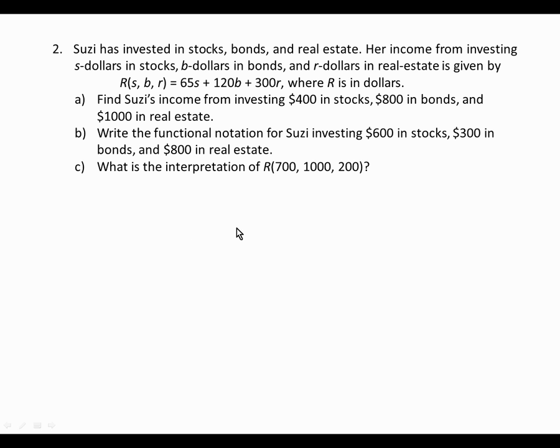Part A says, find Susie's income from investing $400 in stocks, $800 in bonds, and $1,000 in real estate. Part B, write the functional notation for Susie investing $600 in stocks, $300 in bonds, $800 in real estate. So for part B, you just want the notation. You don't want to do the arithmetic. And part C is, what is the interpretation of R of 700, 1,000, 200? What does it mean? Don't evaluate it. It's only part A that's being evaluated.